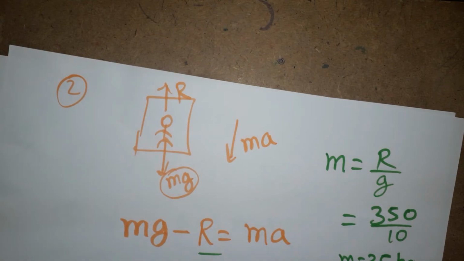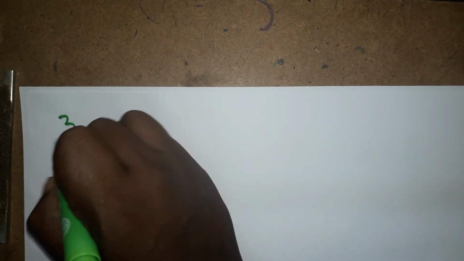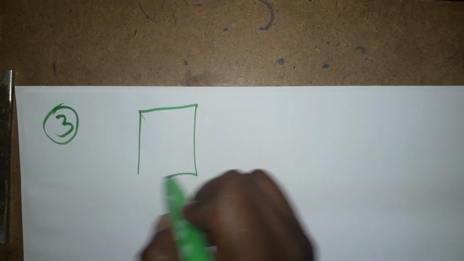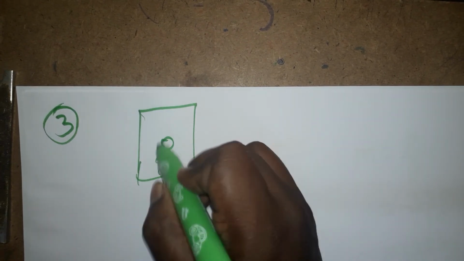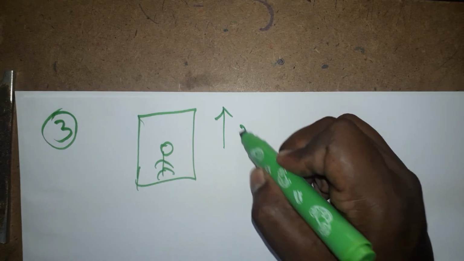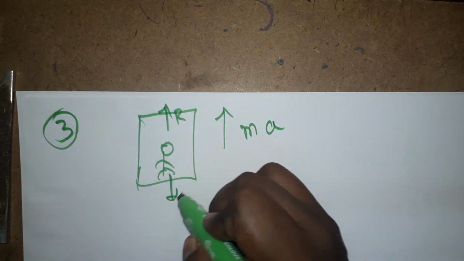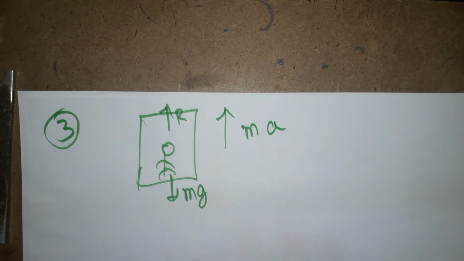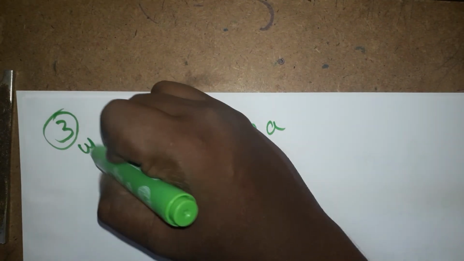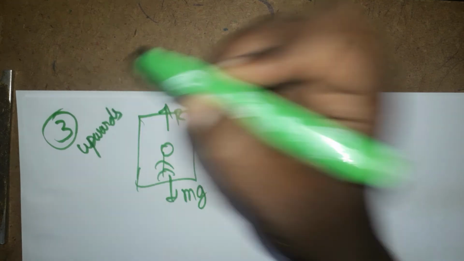Now the third question I am going to do. The lift is moving upwards. The person is standing here. The lift is moving upwards with mass into acceleration. Reactional force is upwards, gravity will be downwards. This is what I am writing when the lift is moving upwards.